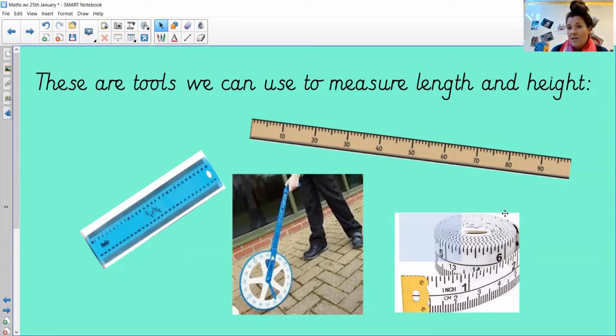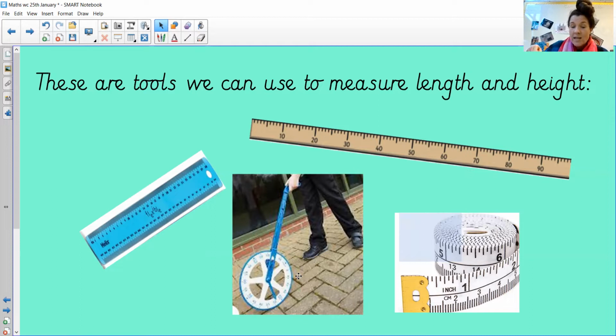A tape measure. So if you're measuring around something, tape measures are really good at that because rulers are straight, aren't they? And they're not very flexible. So a tape measure would be good for measuring around things, like around your head. And then this is one of my favorites. It's called a trundle wheel.